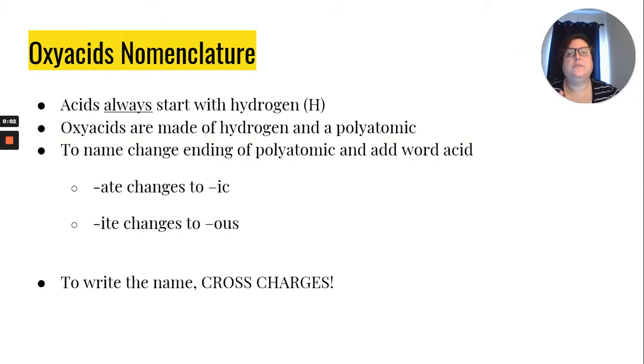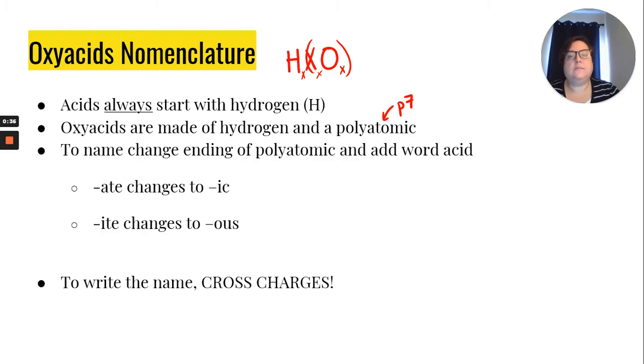Oxyacids are a special group of acids. They still start with hydrogen because they're acids, but they're combined with a polyatomic. So a generic formula for oxyacids would be H, because it's an acid, some other nonmetal, and then O for oxygen. And there might be some subscripts down here. So this is your polyatomic. Remember, polyatomics are found on page 7 of your reference tables, so they're given to you.